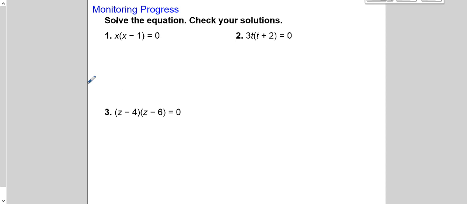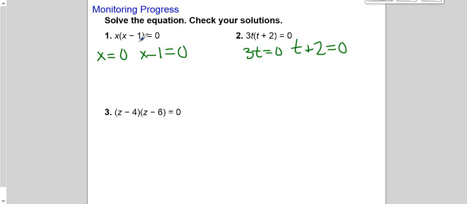Monitoring progress. Let's try a few more. Good news. 1, 2, and 3, these are already factored. So we just write down each one of the factors equal to 0 and solve these smaller equations. 3t equals 0, t plus 2 equals 0. Just writing down each one of the factors equal to 0, then solve. We're going to get 2 answers here, 2 answers here, 2 answers here.